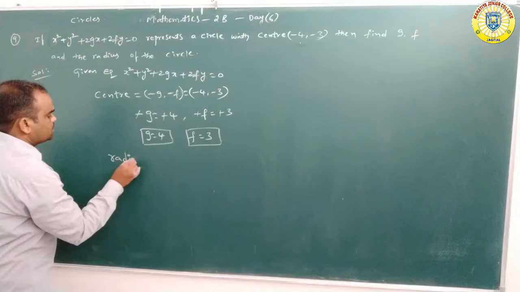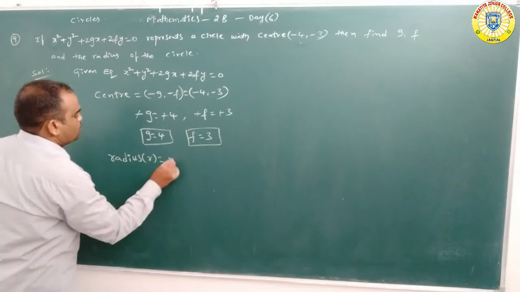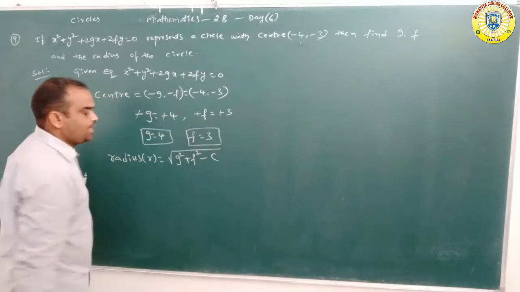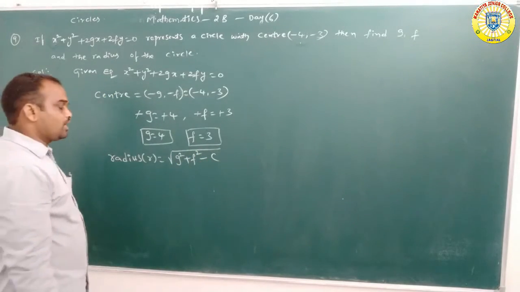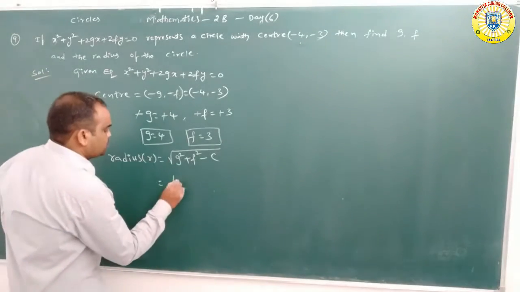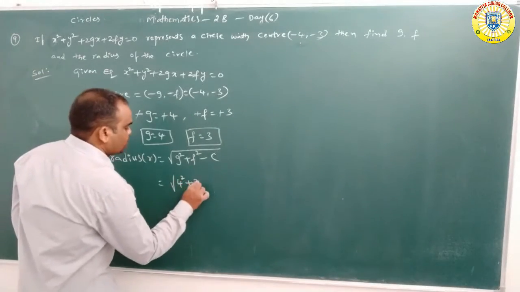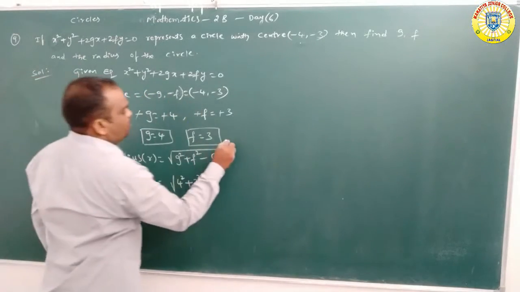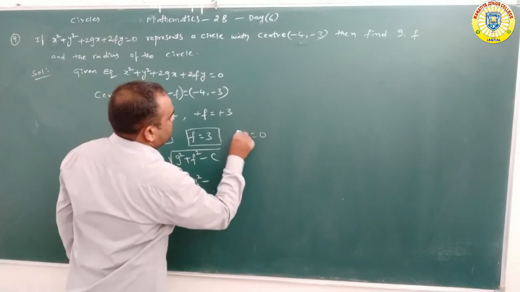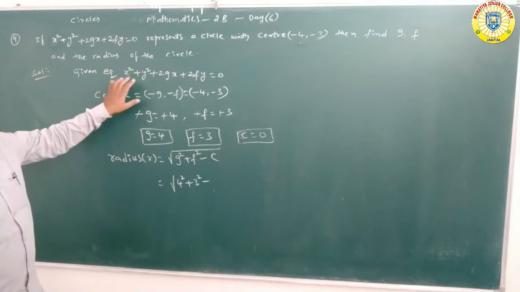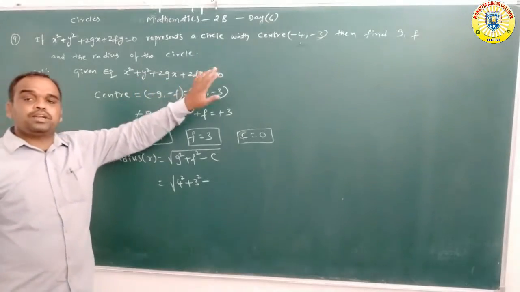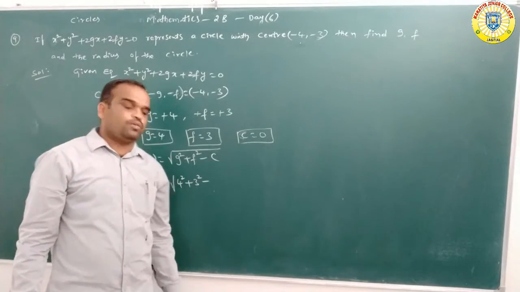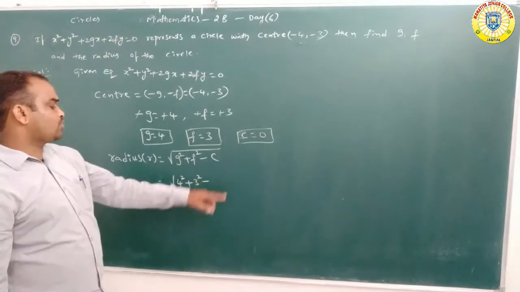Now the radius. Small r is equal to the square root of g square plus f square minus c, that is the square root of 4 square plus 3 square minus c. Comparing with x square plus y square plus 2gx plus 2fy plus c equals 0, the c value is not there in our question, so c is equal to 0.